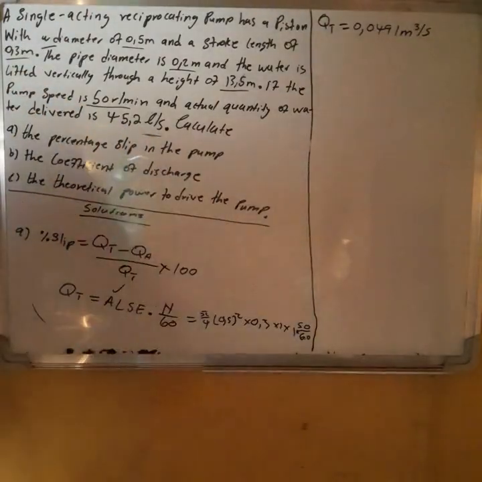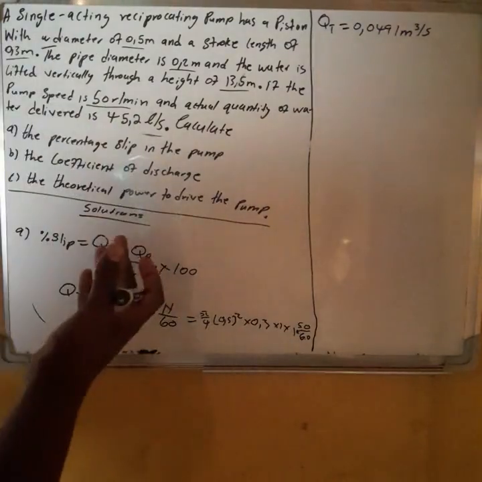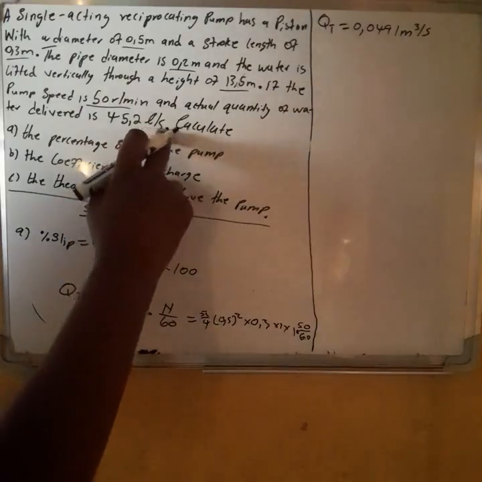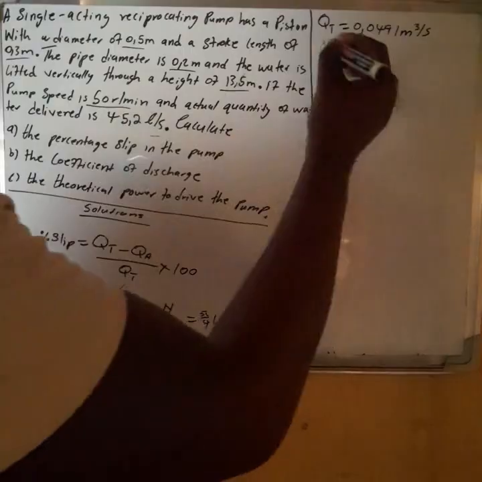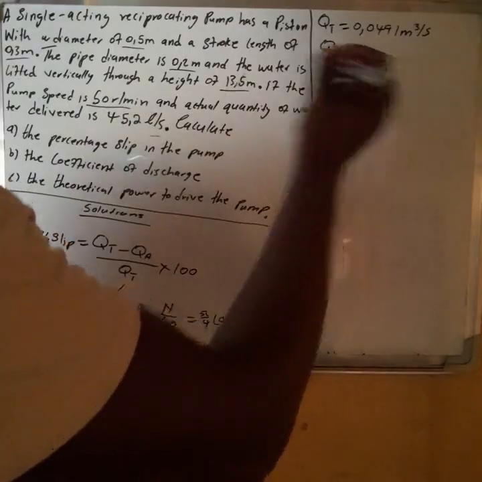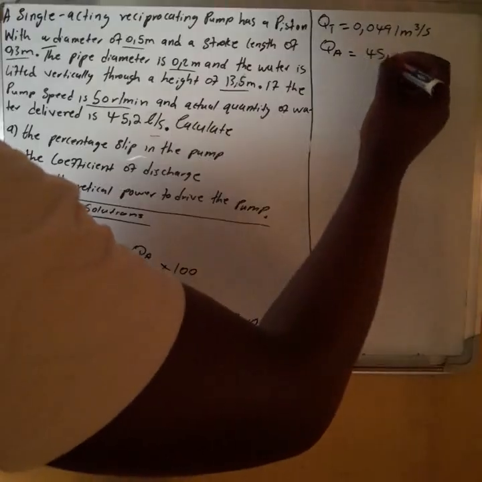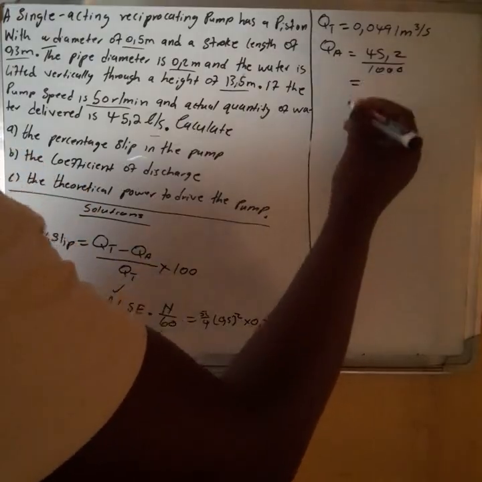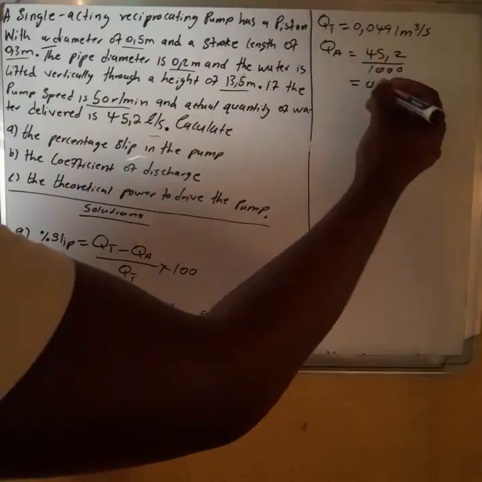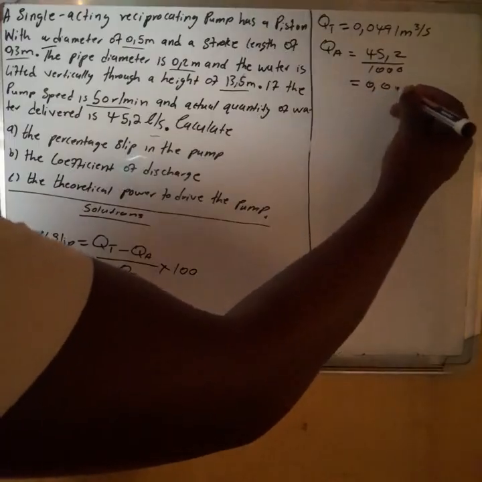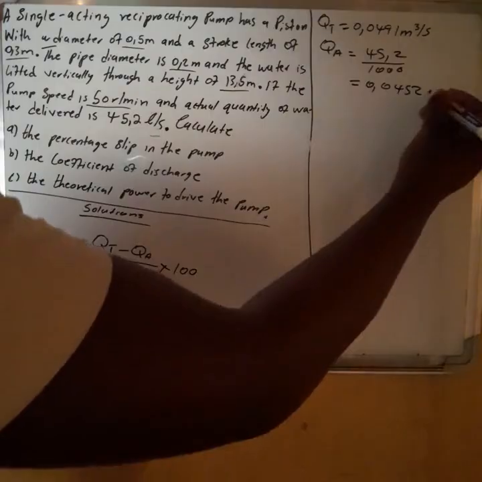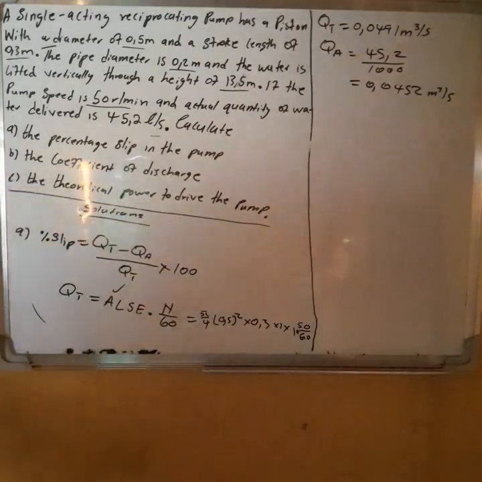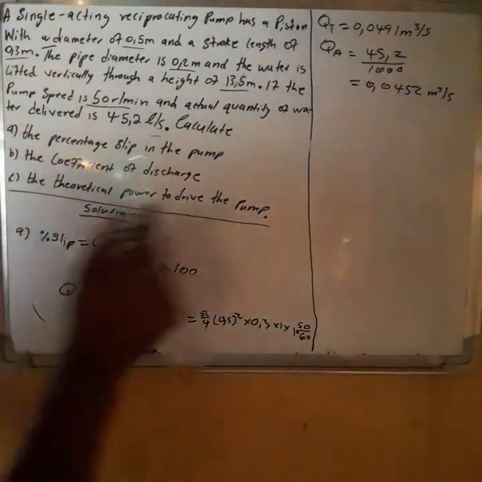This is in cubic meters per second, but the actual discharge is given in liters, so we divide by 1000. The actual discharge is 45.2 divided by 1000, which is 0.0452 cubic meters per second. Now that we have the actual discharge, we apply the formula.